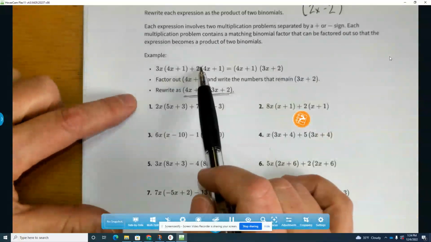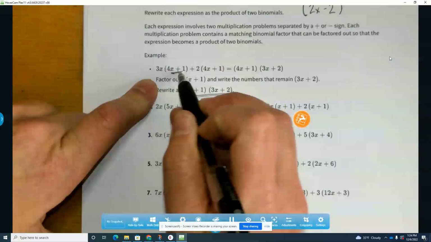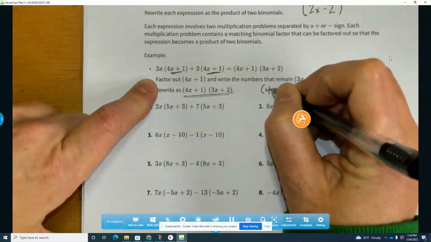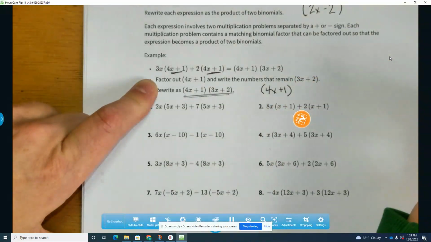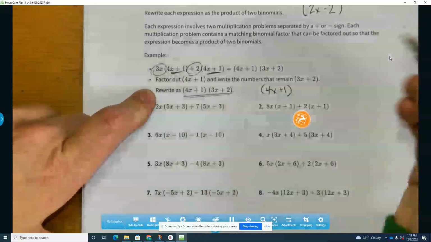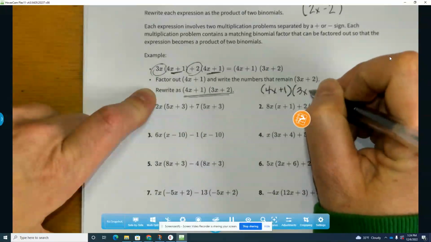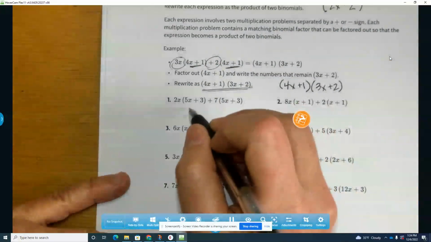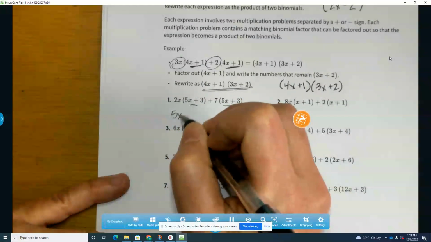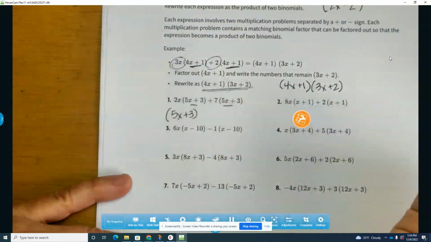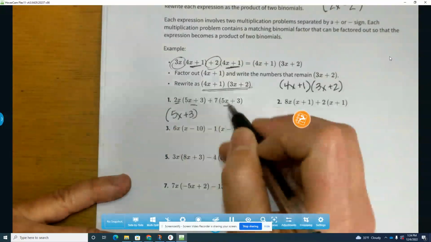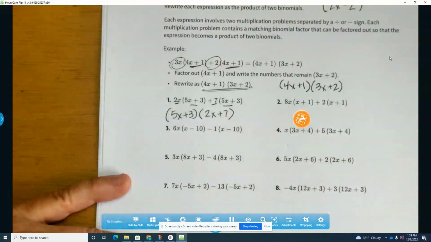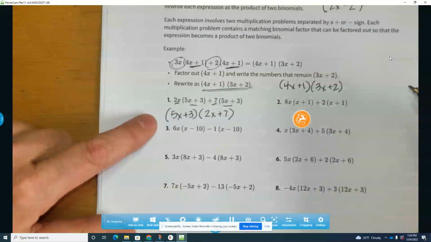So what's going to happen if you look at the example, you're going to take these repeated ones and just make it its own. And then you're going to take what's outside of the parentheses and create a whole new binomial with that. So here we've got repeated 5x plus 3. And then we're going to take this 2x plus 7 and put that in its own set of parentheses. And that's it. That's all you have to do.